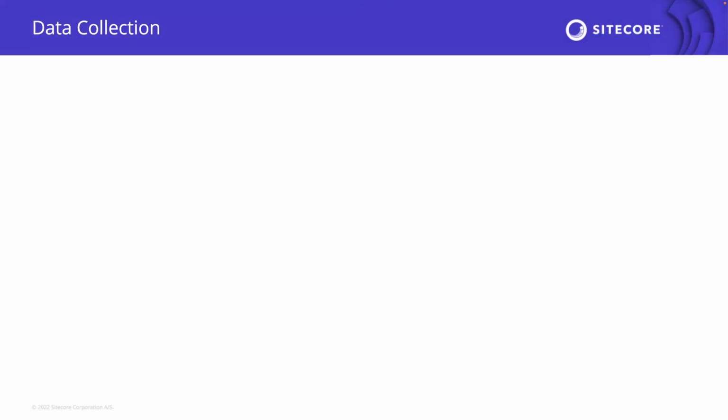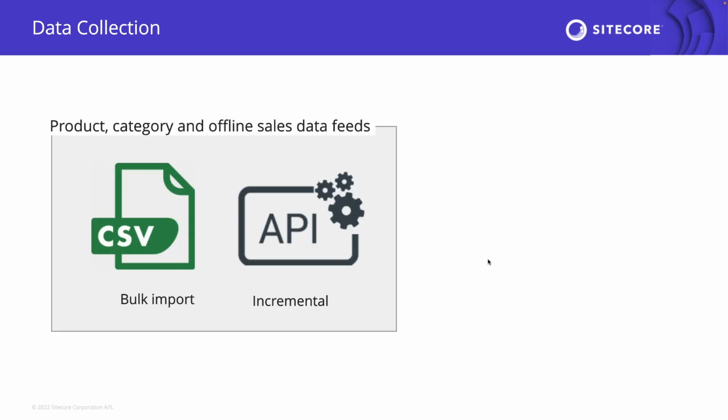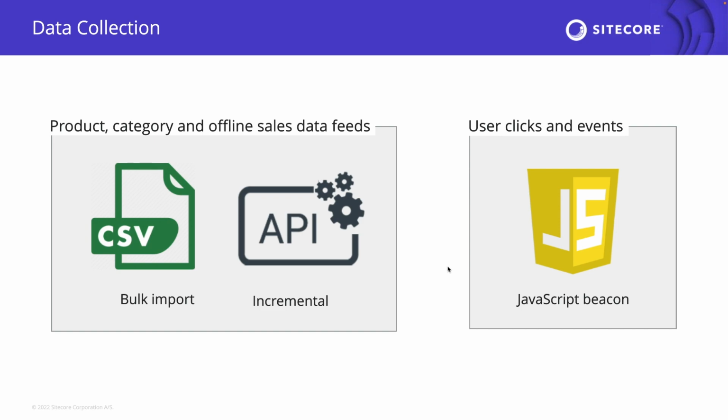In the case of Discover, in order for it to use its machine learning, it needs two types of data as input. The first is the customer's products, categories, and offline sales data. This is imported during implementation as a CSV, then afterwards is updated incrementally by way of APIs. The second data type is events and clicks from the site. This can be achieved by adding a JavaScript beacon or tag to begin the tracking. This beacon is also responsible for collecting all of the analytics, which are also provided in the CEC.